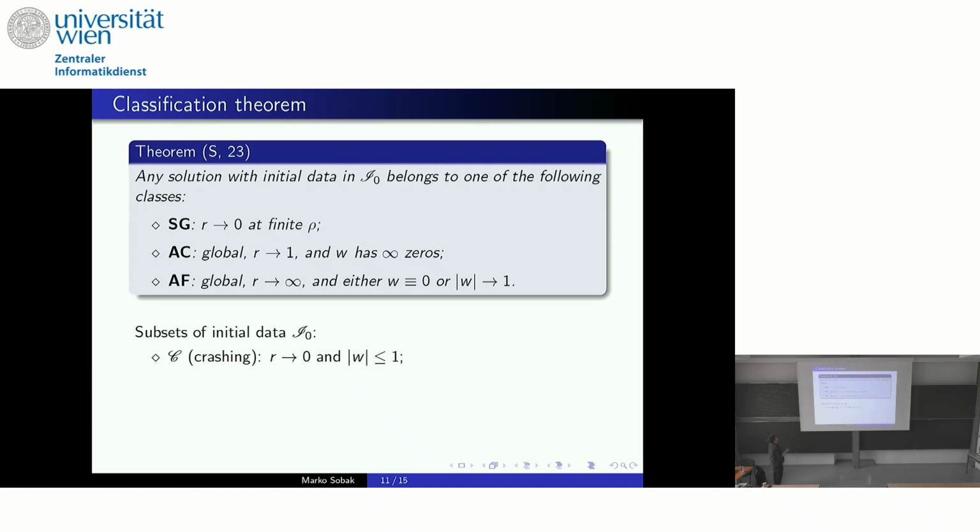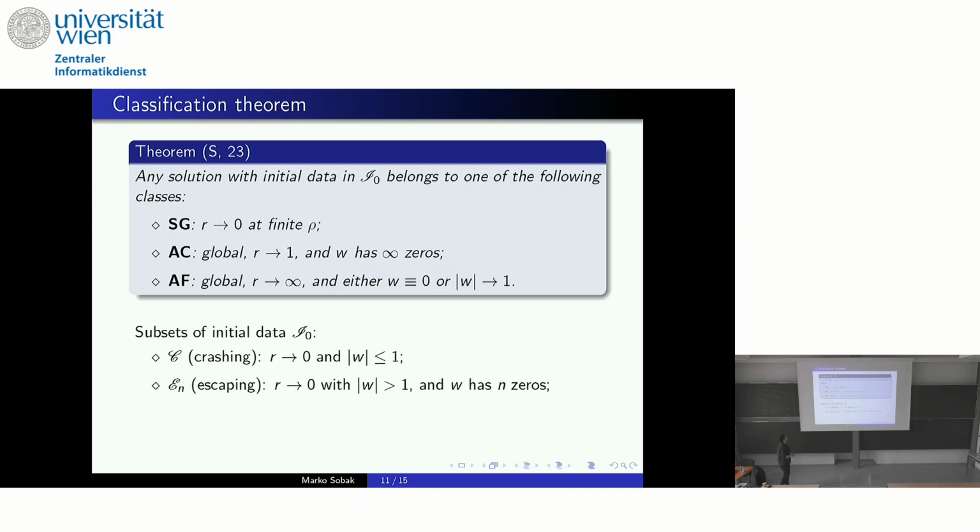So first we have the crashing orbits. I should mention that I wrote down all four of them here for later reference, if you're going to need them. The crashing ones have R tending to 0, but W stays in the strip between -1 and 1. These are the really badly crashing ones. If you're familiar, for example, with the works of Smoller and Wasserman, they also call them crashing. And these are the types of solutions that you really want to avoid at all costs.